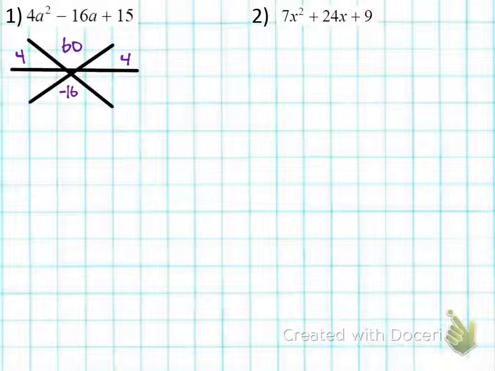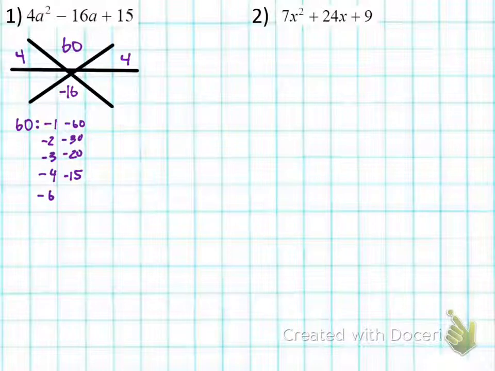So I have to think. Positive times a positive is a positive, right? But it won't add up to be a negative. Positive times a negative is a negative. That doesn't work. So it has to be a negative times a negative. So I'm going to make a list, factors of 60, and I'm thinking to myself, -1 times -60 is -61. That doesn't work. -2 times -30, that doesn't work. -3 times -20, that's -23. That doesn't work. -4 times -15. That doesn't work. -6 times -10. Hey, that works. What's -6 plus -10? -16, right? So this is going to be my set of factors here.